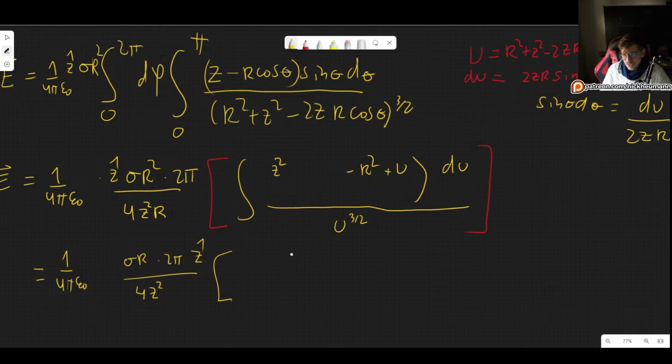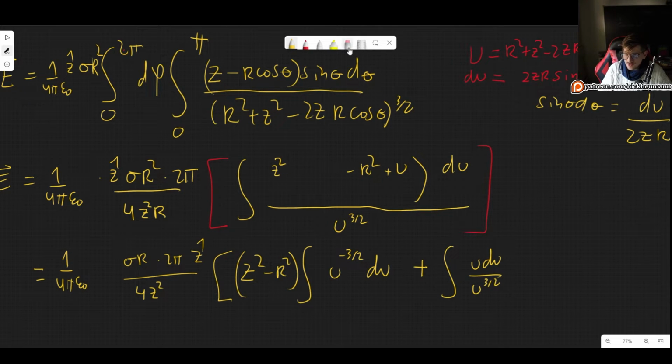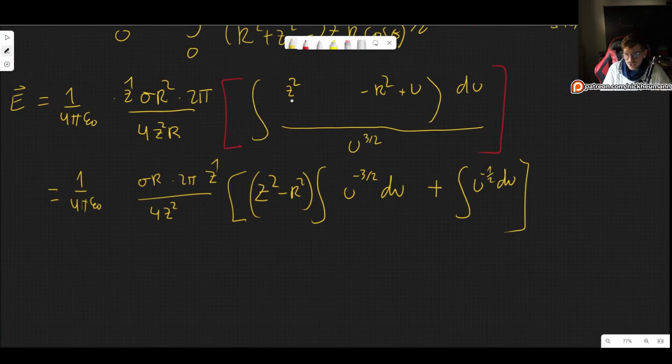Okay, so now we have these integrals. Now let's separate them because z squared and r squared don't depend on u. So we can separate one as z squared minus r squared, integral of u to the minus 3/2 du. And then we have the other integral, which is going to be integral of u du over u to the 3/2, which is of course simply u to the minus 1/2. So this is integral of u to the minus 1/2. And we know how to integrate both of those. So they are very easy integrals to solve.